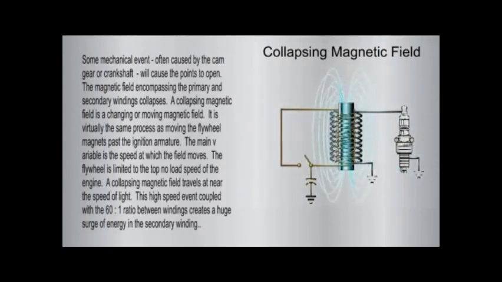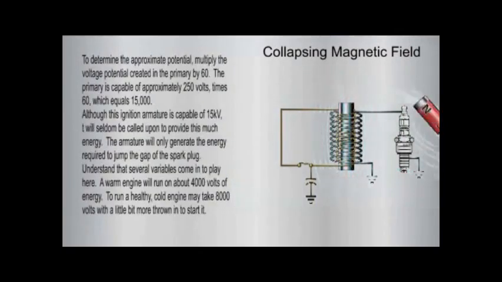The flywheel is limited to the top no-load speed of the engine. A collapsing magnetic field travels at near the speed of light. This high-speed event, coupled with the 60 to 1 ratio between windings, creates a huge surge of energy in the secondary winding. To determine the approximate potential, multiply the voltage potential created in the primary by 60. The primary is capable of approximately 250 volts times 60, which equals 15,000 volts.